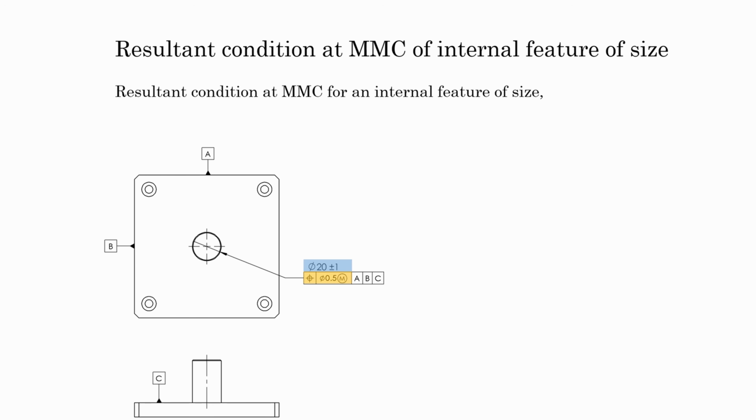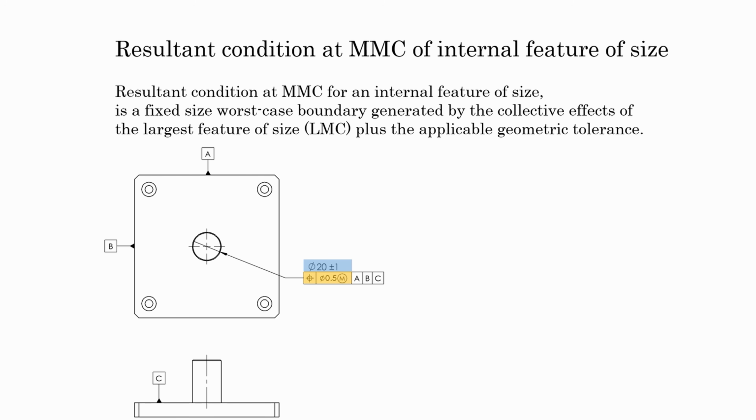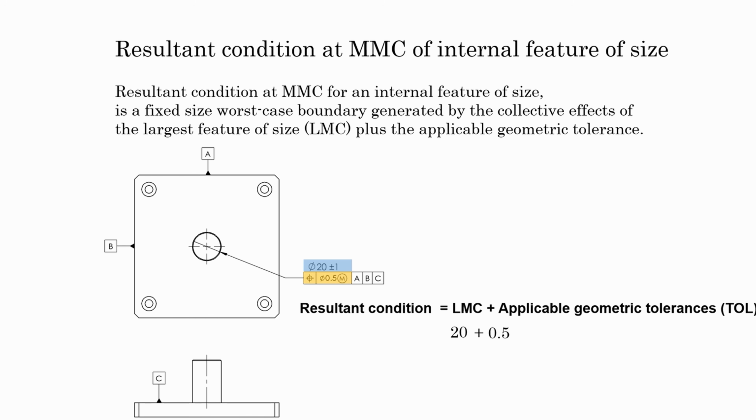Meaning the resultant condition at MMC of an internal feature of size is a fixed size worst case boundary generated by the collective effect of the largest feature size, LMC, plus the applicable geometric tolerance. So in this example, the resultant condition would be 21 mm, LMC of the hole, plus the applicable geometrical tolerance 0.5 mm, which is 21.5 mm. So this was all about the worst case boundaries: inner boundary, outer boundary, virtual condition, and resultant condition.